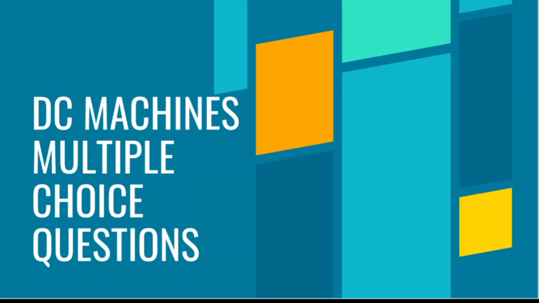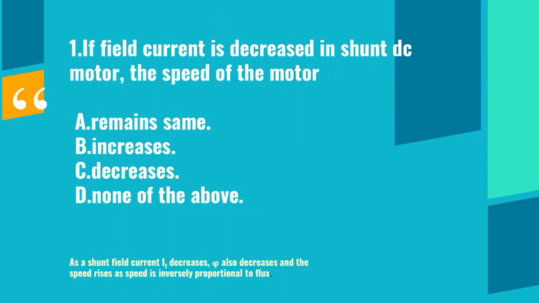This video may be helpful for GATE competitive examinations and other competitive examinations like RRB for electrical engineers. The DC machines multiple choice questions, one by one we'll discuss now. Coming to the first question, if the field current is decreased in a DC shunt motor, the speed of the motor, options are A, B, C, D. A remains same, B increases, C decreases, D none of the above.